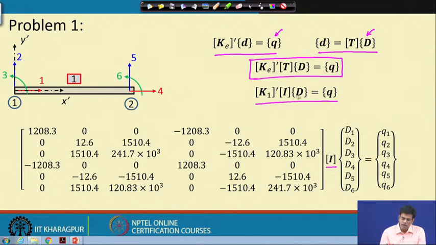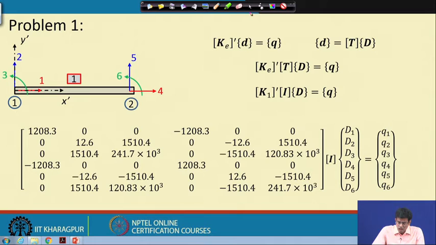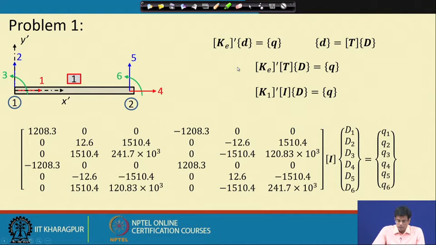Now, naturally this will give me K1 prime, then the identity matrix, and this member contains 1, 2, 3, 4, 5, 6. So, D1, D2, D3, D4, D5, D6, and the corresponding Q1, Q2, Q3, Q4, Q5, Q6. This is my overall displacement and internal loading. Now, since we know D1 to D6, we can simply find Q1 to Q6.